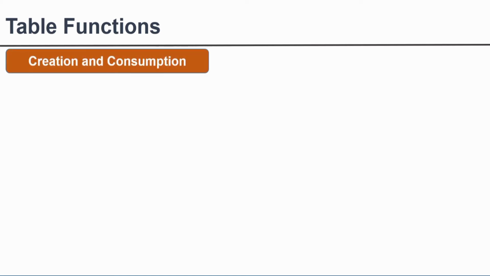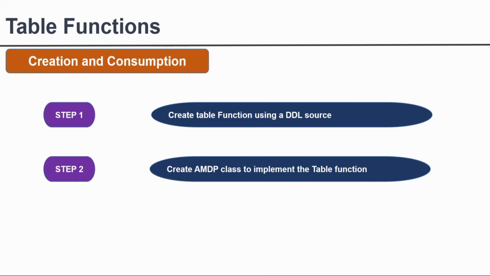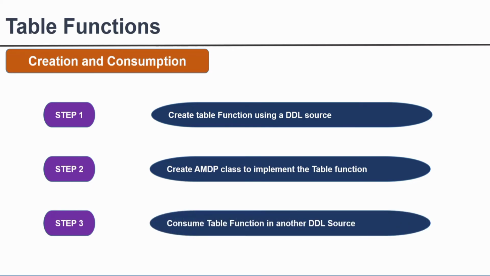How to create and consume a table function? There are 3 steps involved in it. First step, create table function using data definition language source. Second step, create AMDP class to implement the table function. Third step, consume the table function in another data definition language source. For example, CDS.